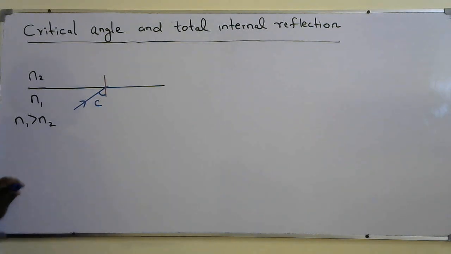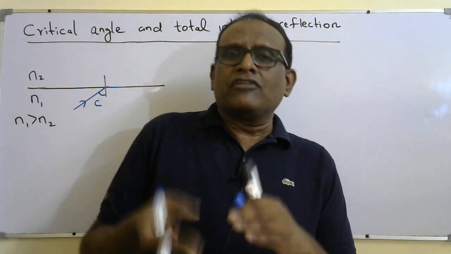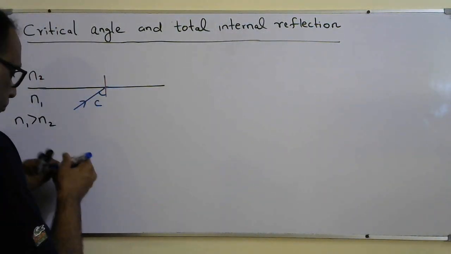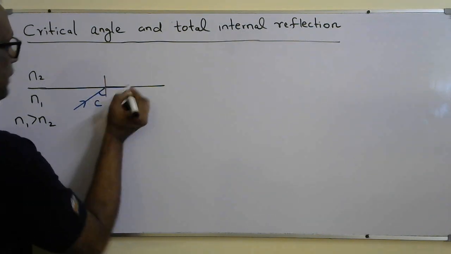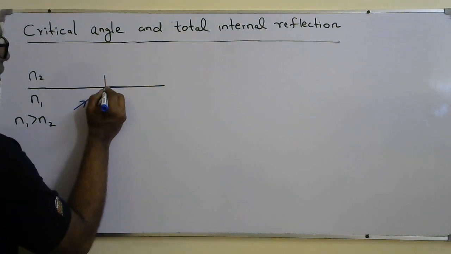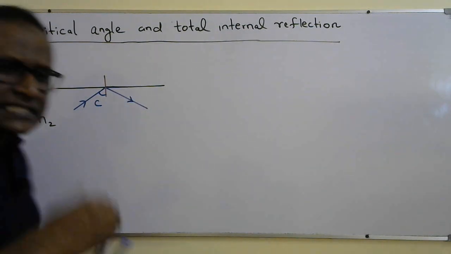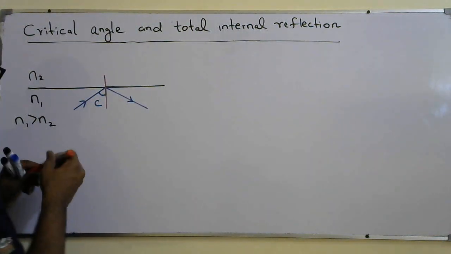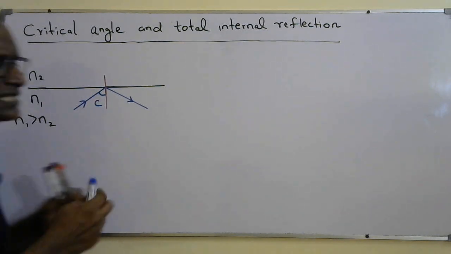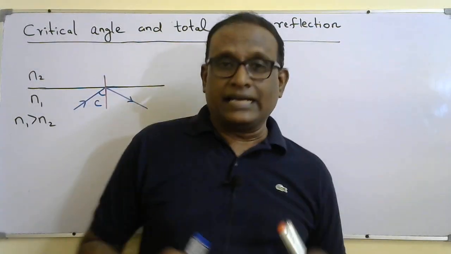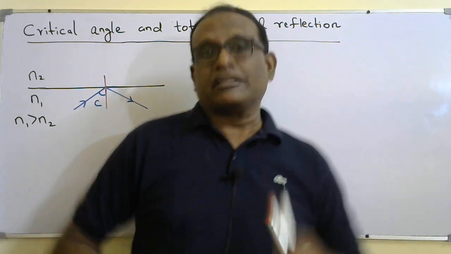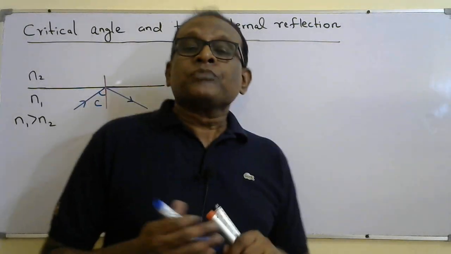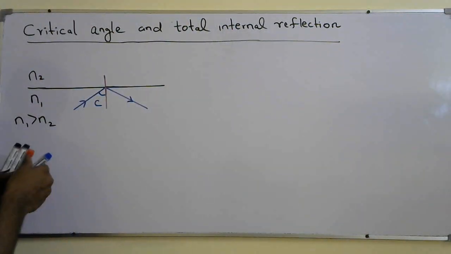When it becomes slightly more than C, even half a degree, 0.1 degree, 0.01 degree, all the light will reflect back into the optically more denser medium. That is called total internal reflection. So when you increase the angle gradually, step by step, if total internal reflection occurs, I can say the previous angle is equal to C, because you slightly increased it a little more than the critical angle. So it shows complete reflection, total reflection. During total reflection, it obeys the law of reflection: angle of incidence is equal to angle of reflection.